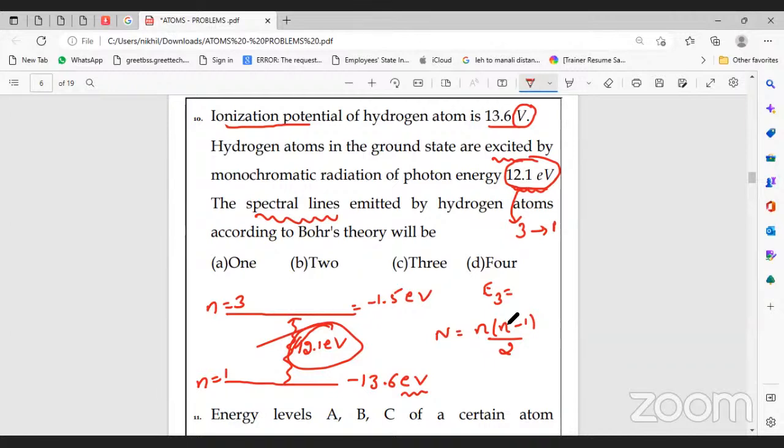Since it is coming to the first orbit, you can make use of the formula n into n minus 1 by 2. So put n equals 3 because it is coming from the third orbit. So what will be the number of spectral lines? 3 into 3 minus 1 divided by 2. That is, 3 minus 1 will be 2, so 2 and 2 will get cancelled out. So how many spectral lines will be there? There will be 3 spectral lines. So option C will be the right answer, students. So in this transition, there are 3 spectral lines.